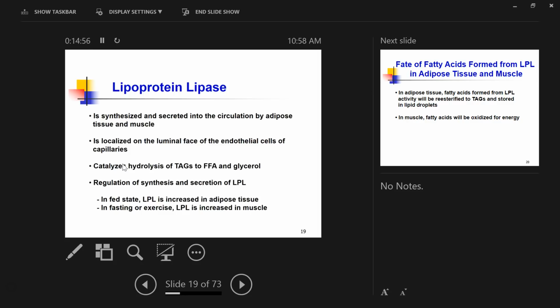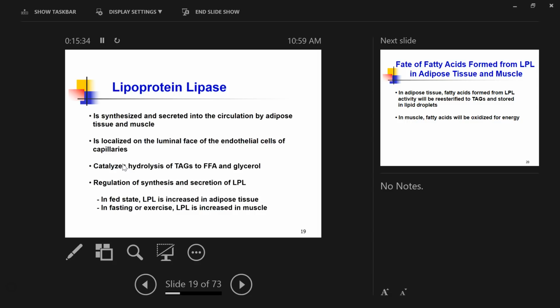In the fed condition, adipose tissue LPL is activated, synthesized and released, and hydrolyzes triglyceride in VLDL and chylomicron to release fatty acids. These fatty acids are taken up by the adipose cell, and the purpose of this uptake is for synthesis back into triglyceride, stored in the adipose tissue.